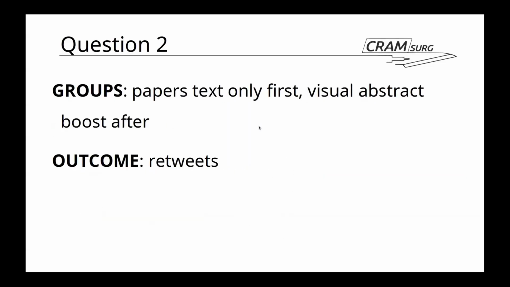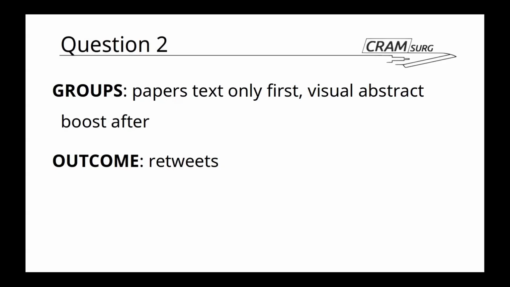Question 2. So Emily, are you okay to take this one? Yeah, that's all right. Fantastic. So in this case, we've got 2 groups. We are looking at papers that were advertised on Twitter only with text. So sometimes they just write the title of the paper or something like that. And then they tweeted them again, but that time with a visual abstract to try and boost the social media presence. And the outcome is retweets.